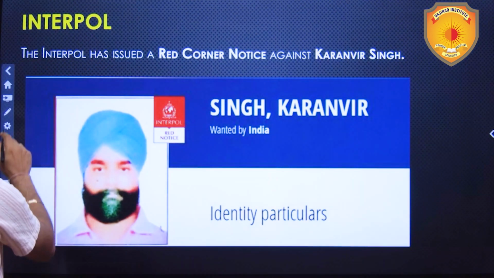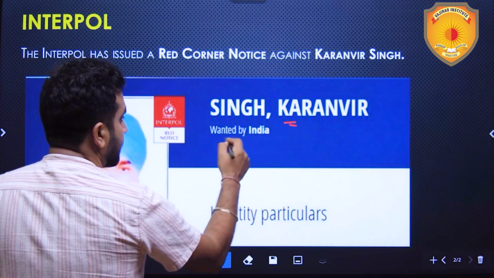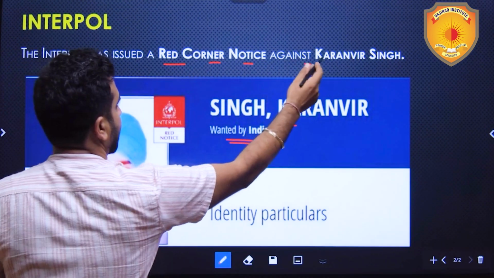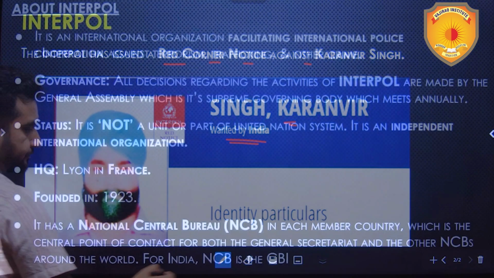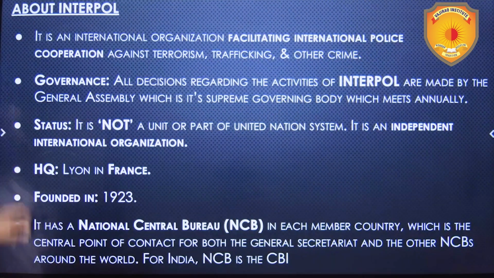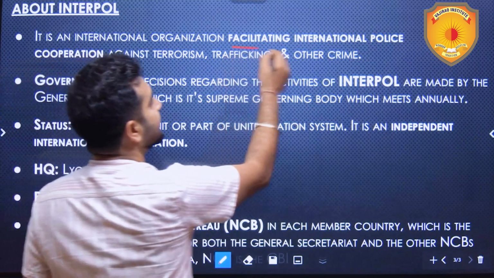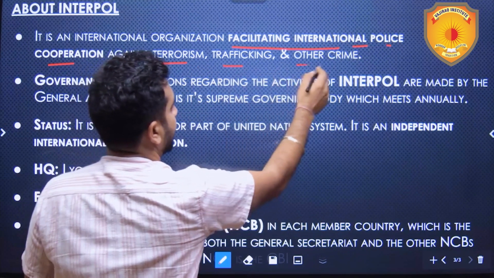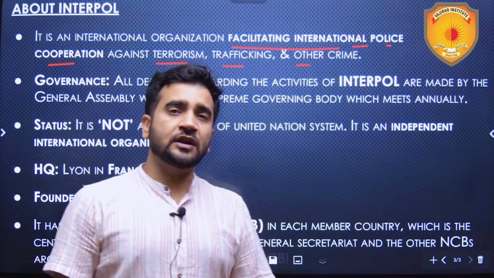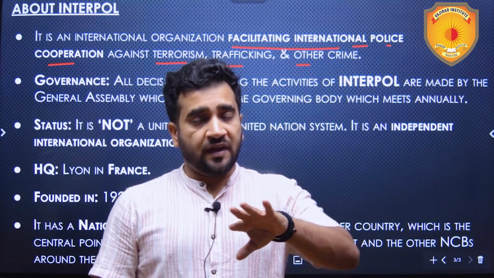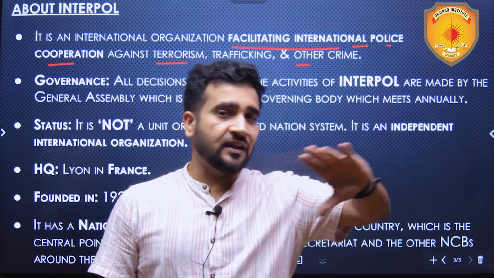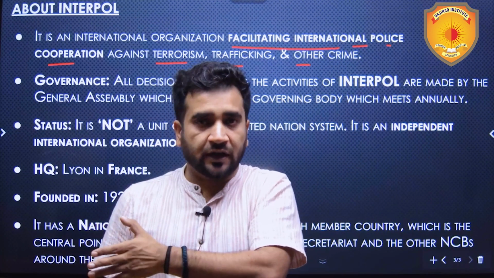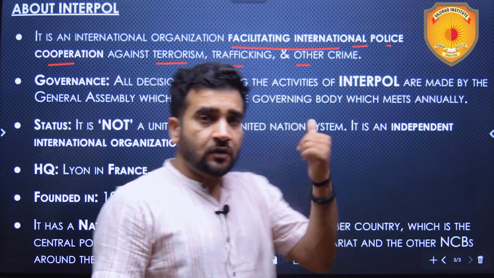So we can see in this that Karanveer Singh is wanted by India. It has a red corner notice against Karanveer Singh. It has been issued. Now about Interpol, if you read about Interpol, it is just facilitating international police cooperation against terrorism, trafficking and other crime. Now as I told you, Interpol tackles any kind of crime, whether it be terrorism or financial crimes. So it is like this.